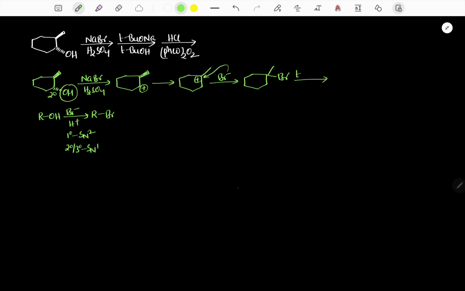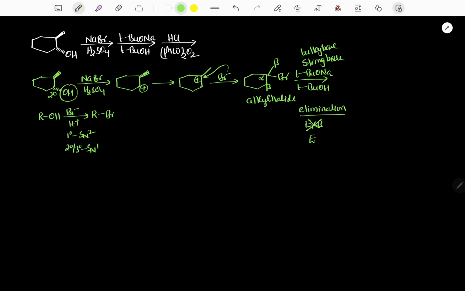Now it is treated with the bulky base tertiary butoxide and tertiary butanol. So it is an alkyl halide, and tertiary butoxide acts as a strong base and also a bulky base. Therefore here we have to think about elimination. E1CB is not possible because of the alpha carbon, beta carbon; at the beta position there is no minus R. So E1CB is not possible. Only E2 is possible.